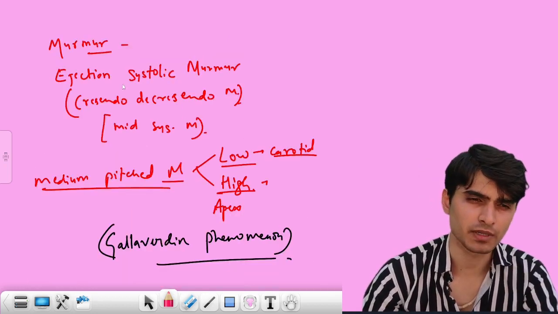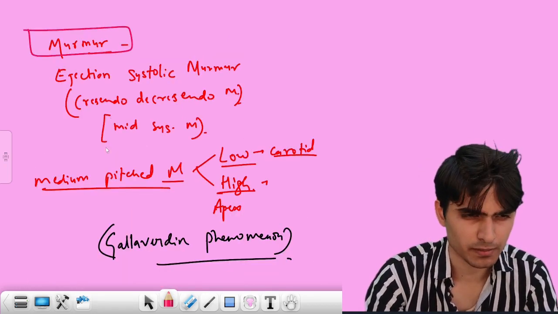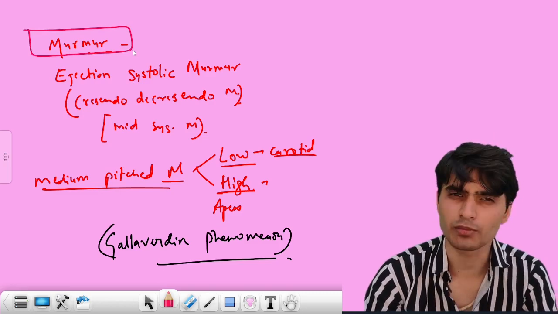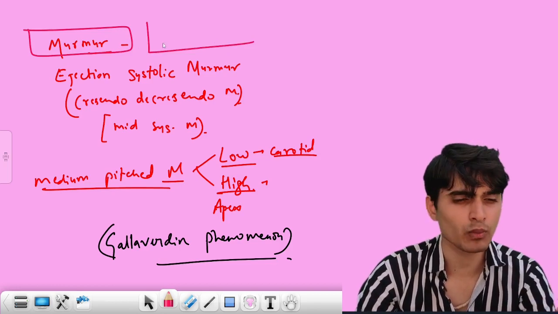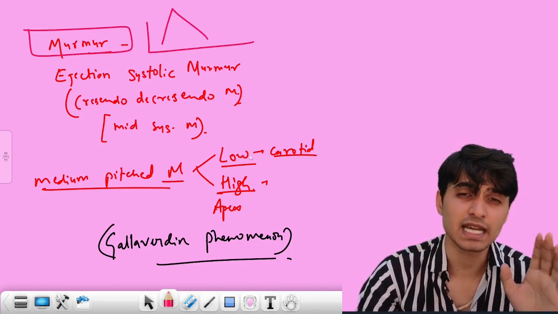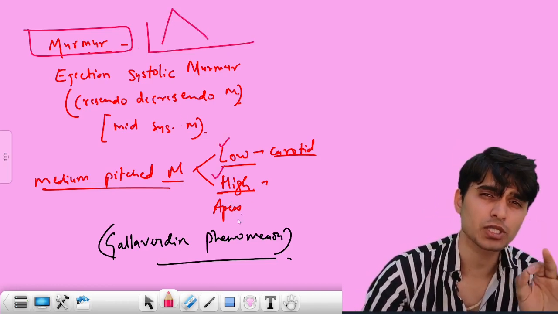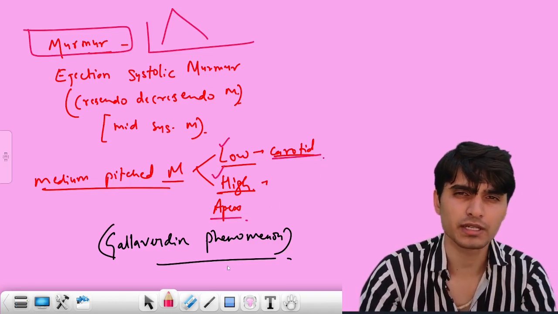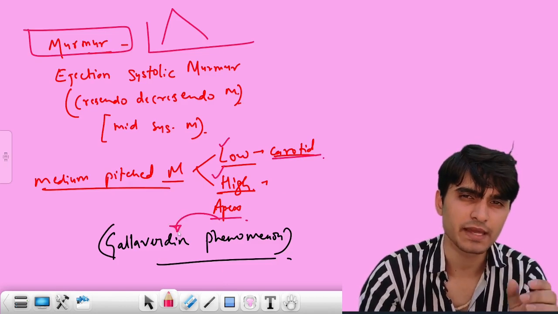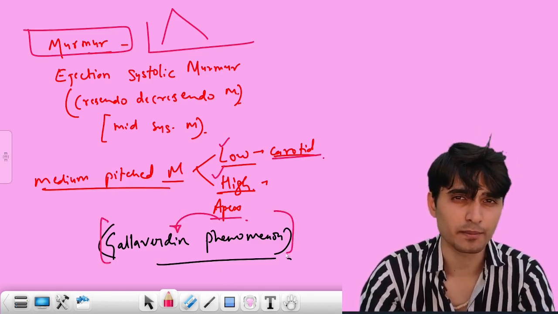And now we will go for the murmur, and that is basically the ejection systolic murmur or crescendo-decrescendo murmur, and that is a medium pitched murmur having two components. Number one is the low pitched one, and second is the high pitched component, right? The low pitched component radiates towards the carotids, and the high pitched component radiates towards the apex, right? And that is called the Gallavardin phenomenon.